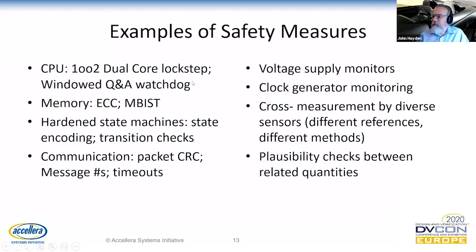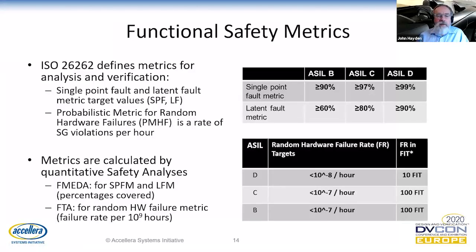So we do all this in order to meet metric targets for the types of fault coverage that we have to have. So let me introduce these targets. They're defined by the standard for each level, ASIL B through D. ASIL A doesn't require you to have numerical targets, just follow the process.